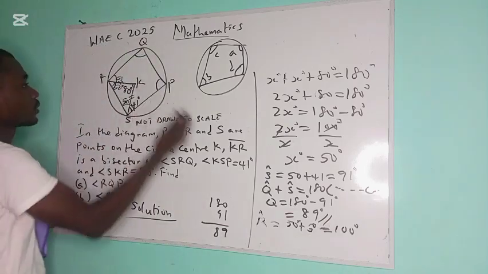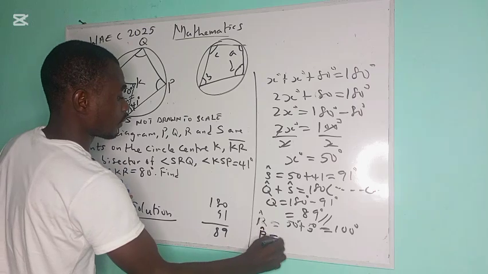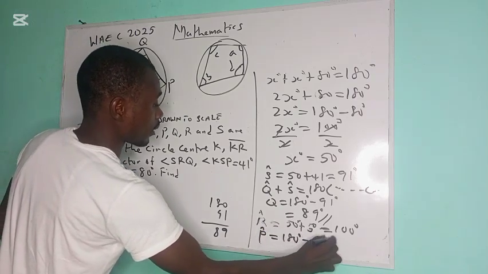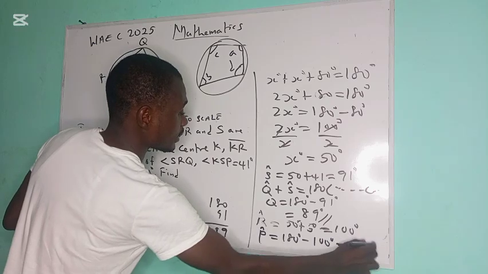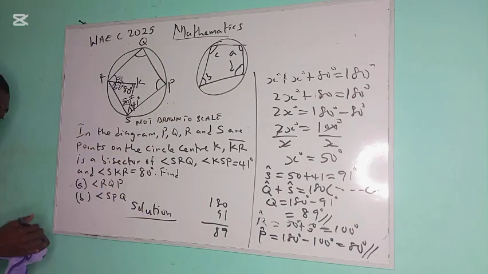So for you to know P now, subtract it from 180. That will give us 80 degrees. So that is the solution for this question.